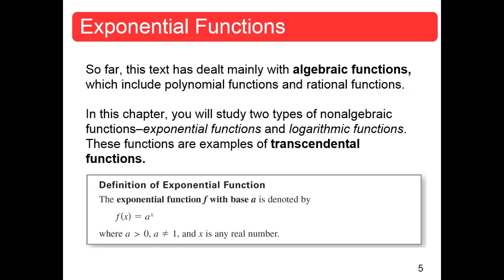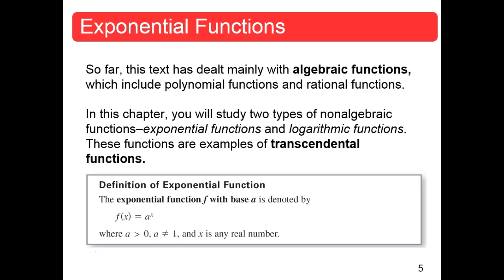Okay. The definition of exponential function. Now remember, for a polynomial, the variable was the base and the exponent was always a number. Always. Okay? In an exponential function, your base is a number and your variable is the exponent. So it's kind of the reverse of that. An exponential function f with base a can be any number.